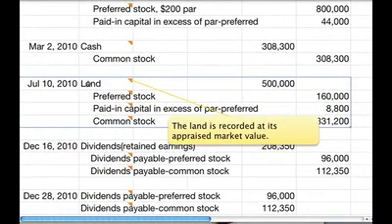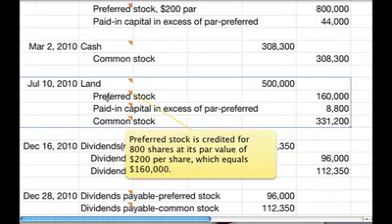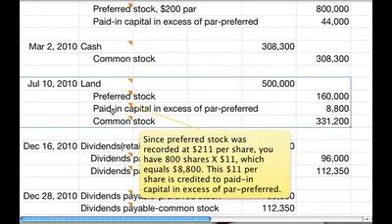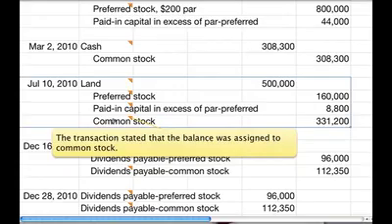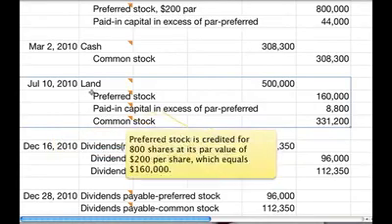The land is recorded at its appraised market value. We credit the preferred stock for 800 shares at its par value of $200 per share. That's $160,000. Then we have paid in capital in excess of par preferred for basically the extra $11 per share times 800 shares. That's $8,800. And the balance is credited to common stock.